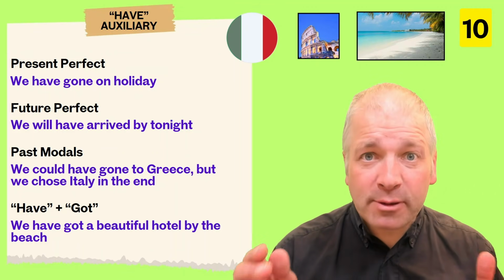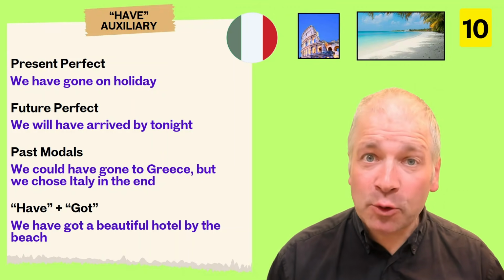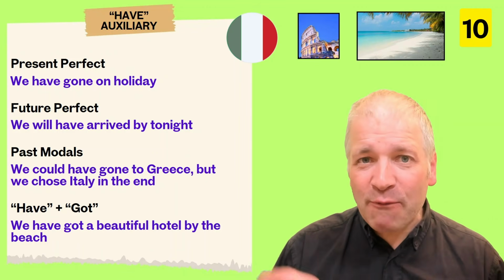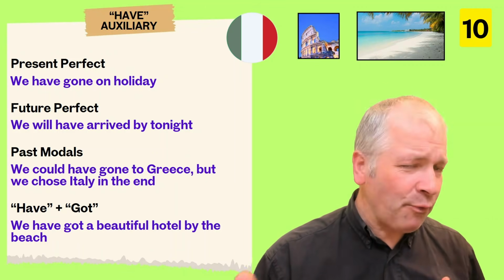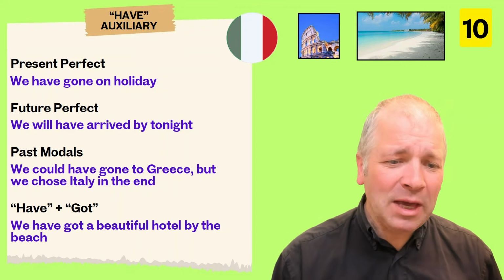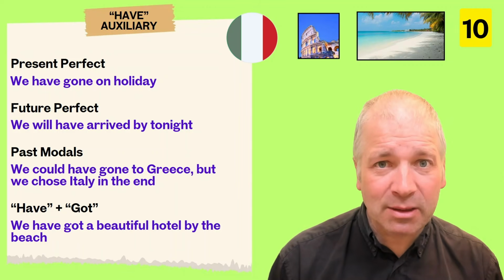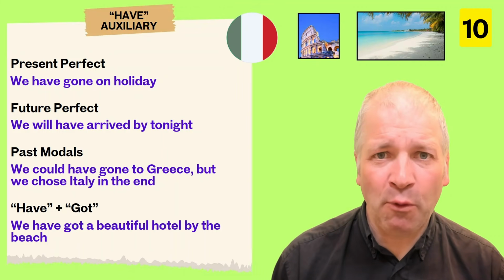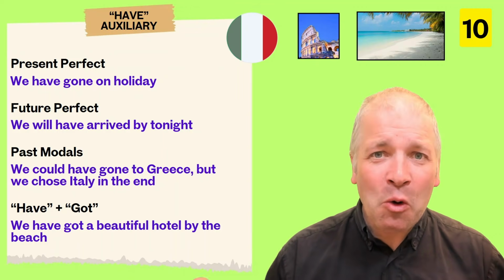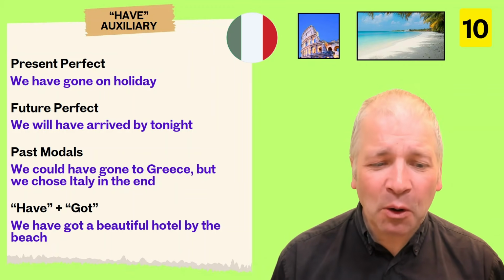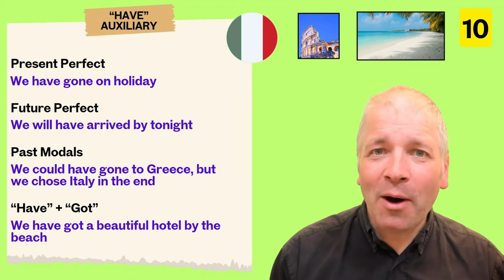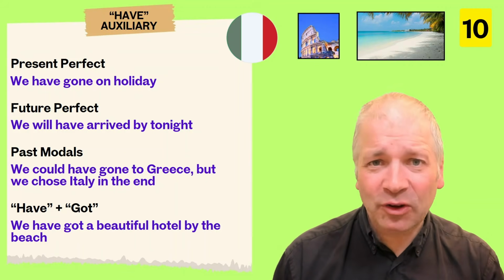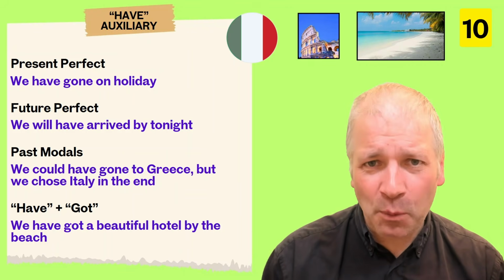And also in past modals, we could have gone to Greece, but we chose Italy in the end for our holiday. So could have gone, this doesn't necessarily reflect the present perfect, but it's talking about a past possibility using a modal. Have often turns modals into the past form. And have can go with got. We have got a beautiful hotel by the beach. It shows possession, and it's an auxiliary to got in the same way that it's an auxiliary for other words.